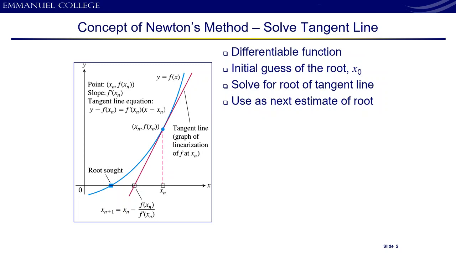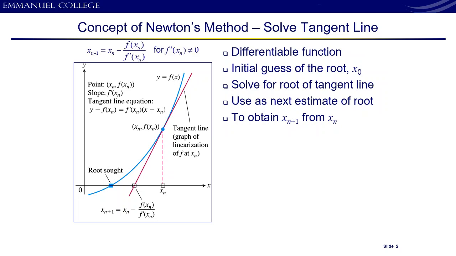So first thing you need is a differentiable function. Without that, you're kind of out of luck. So it's a good tool, but it's a good tool for differentiable functions. Then you pick a guess. Where do you want to start? And then you solve for the root of the tangent line and use that as your next estimate. So this is a recursive formula in that the next term is generated from the previous.